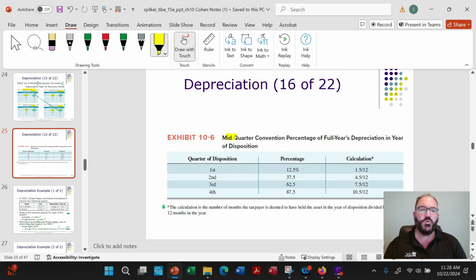Now, for mid-quarter, when it takes the full year depreciation, so the quarter of the disposition, if it's in the first quarter, you take 12.5%. And how you calculate it is 1.5, that's mid-quarter, divided by 12. The second, it's 4.5 divided by 12, again, midway through the quarter. So second quarter, that's months 4, 5, and 6. So mid-quarter would be 4.5, right? Halfway through.